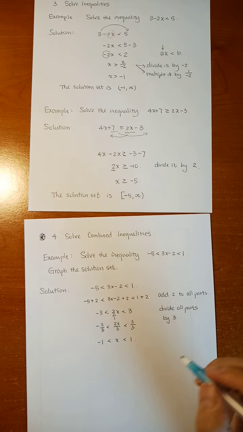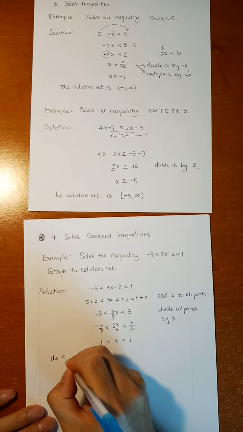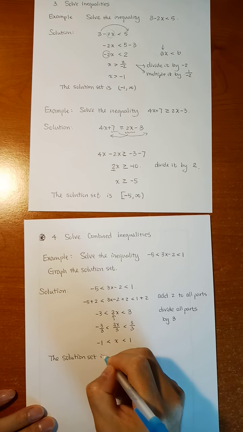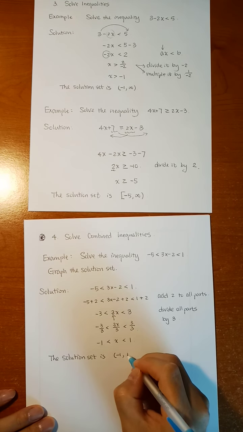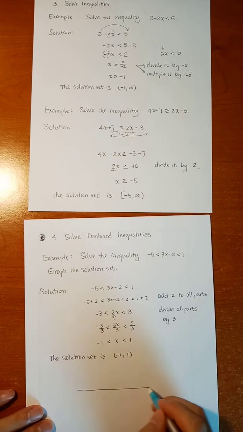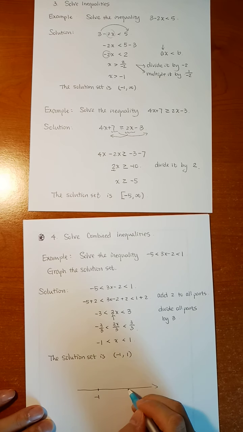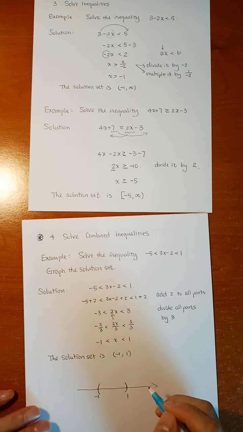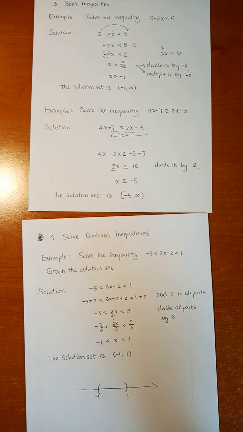So the solution set is negative 1, positive 1. To graph it, you put negative 1 here, you put positive 1 here. This is the graph.